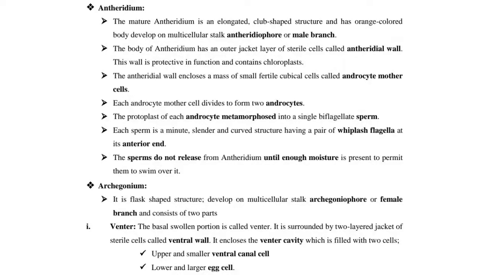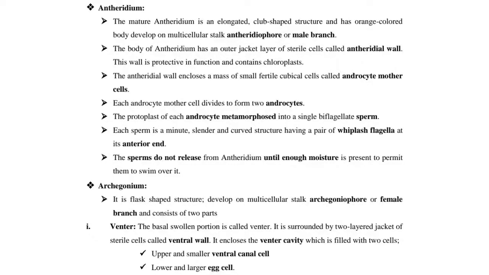Archegonium. It is a flask-shaped structure. It develops on a multicellular stalk, the archegoniophore or female branch, and consists of two parts. Venter. The basal swollen portion is called venter. It is surrounded by a two-layered jacket of sterile cells called ventral wall.